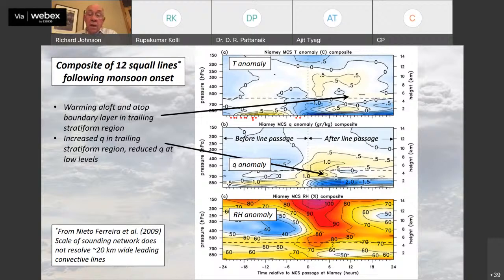And this next one shows a specific humidity anomaly field. You can see moistening in the upper levels and drying at low levels associated with the mesoscale saturated downdraft.